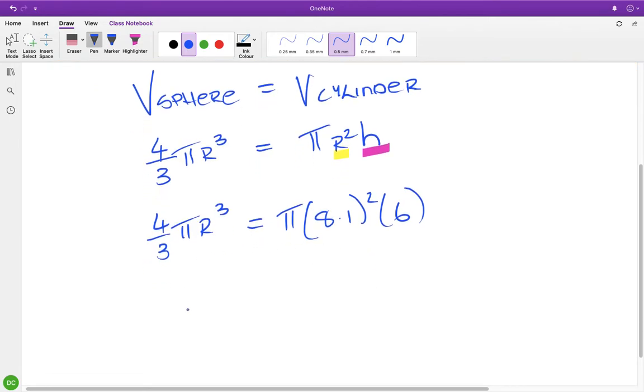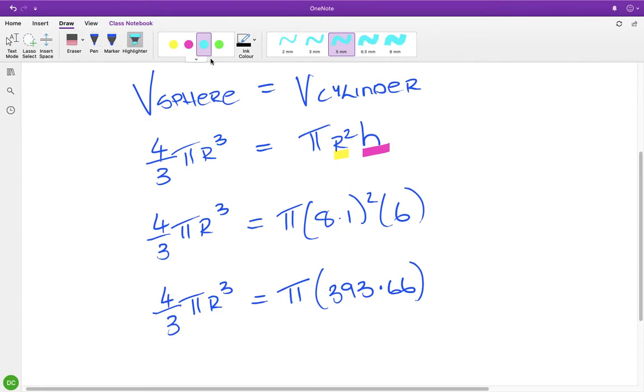Now we do what we can, as in any maths you can do, you do. Just keep the pi. I'll explain why in a second. So I'm not going to do the pi, but I am going to type in 8.1 squared and multiply it by 6. And when you do that, you get 393.66. So when you multiply these two together, you get this.